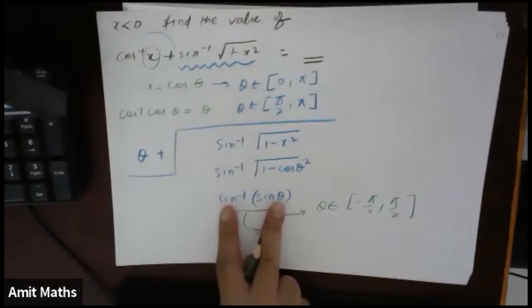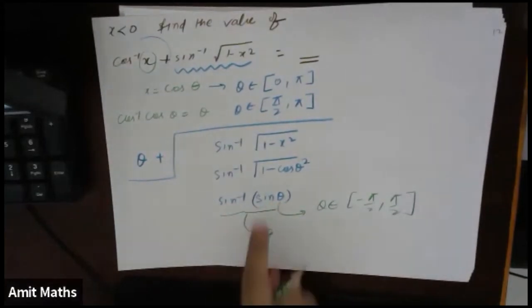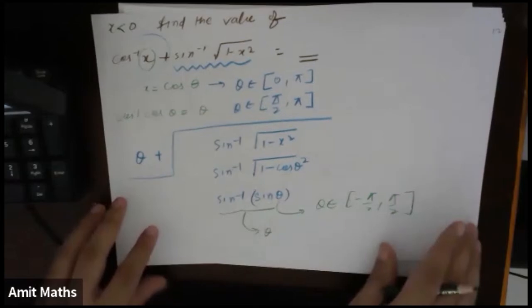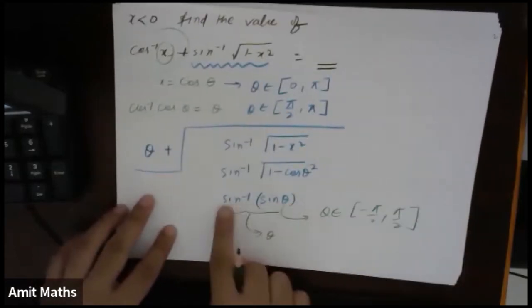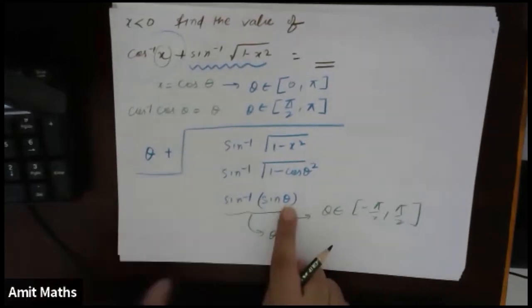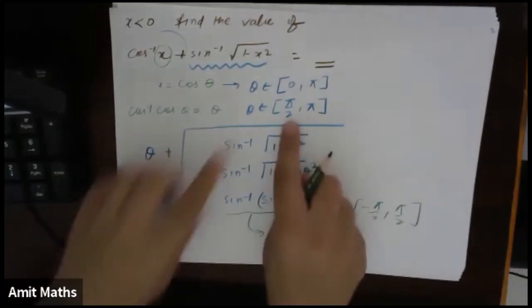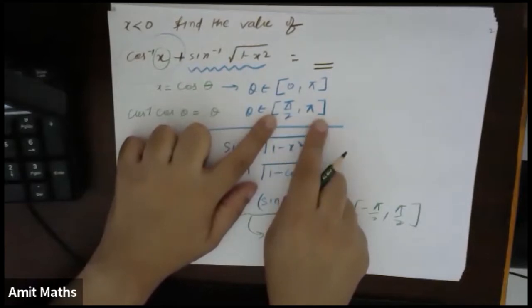This kind of question we have already done, in which we have sine inverse of sine theta. What kind of graph will we get for this one? For now, which part does this theta belong to? This theta belongs to pi by 2 to pi.